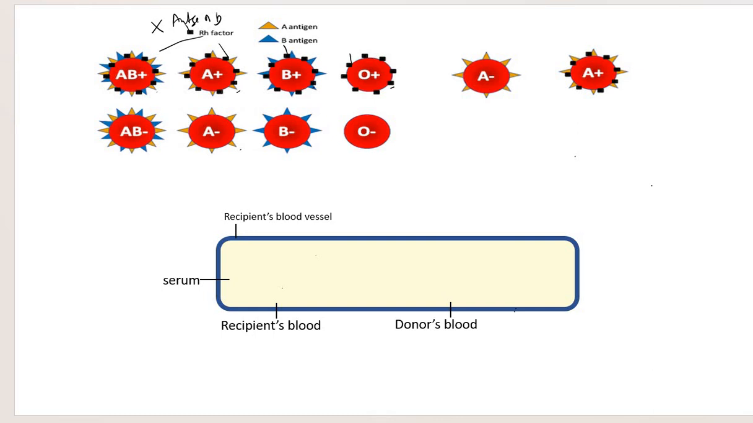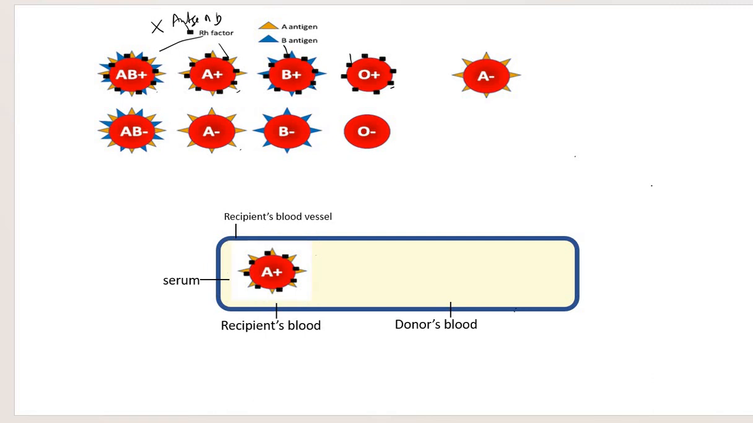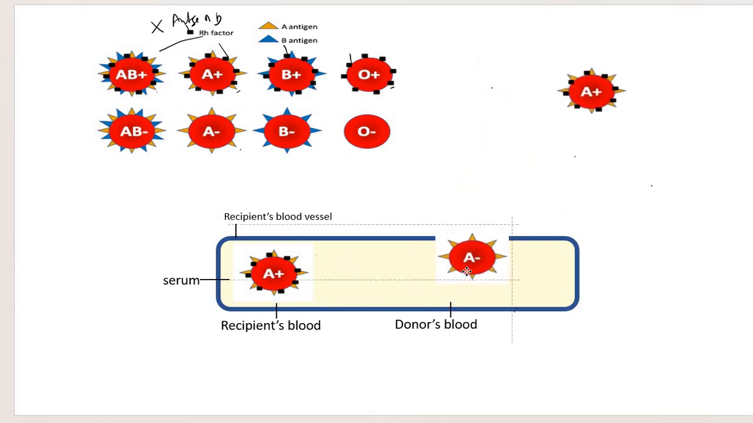So what happens? Let's say we have the recipient. Usually, for example, if we have A plus and A plus, no problem. Recipient blood A plus with donor A plus, no problem, because both have the antigen D. Or an A plus recipient with A negative blood, also no problem, because we don't have the anti-D antibody naturally.